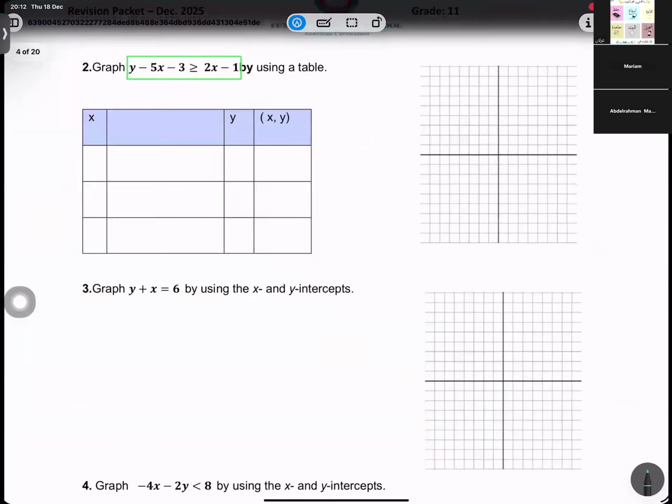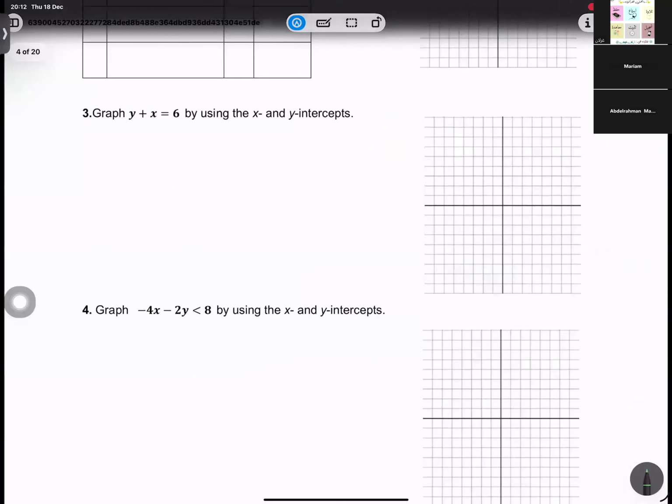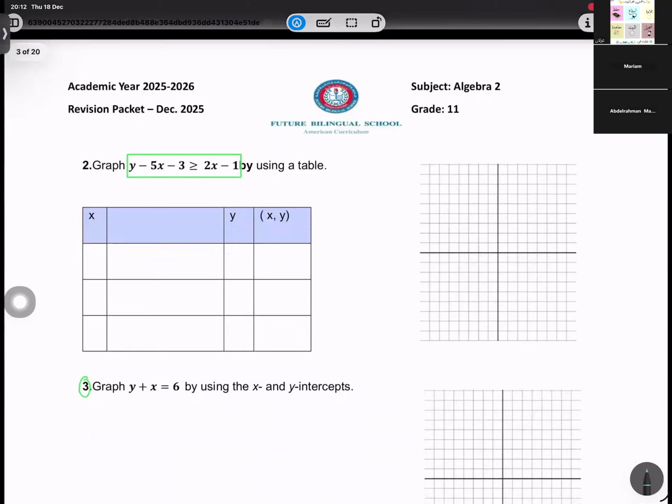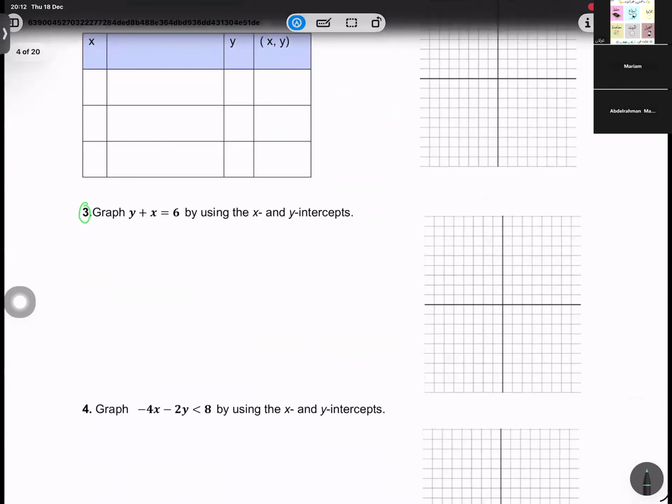Bismillah. Can you graph this line using the third way? I told you there are three ways: the table and the y-intercept, the rise over run slope, and the third method, the x and y intercepts. You know the x-intercept and y-intercept.